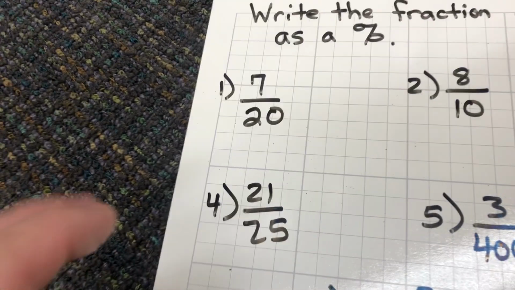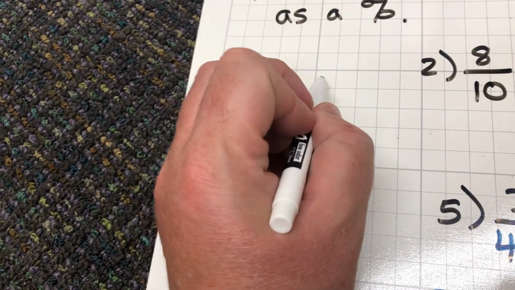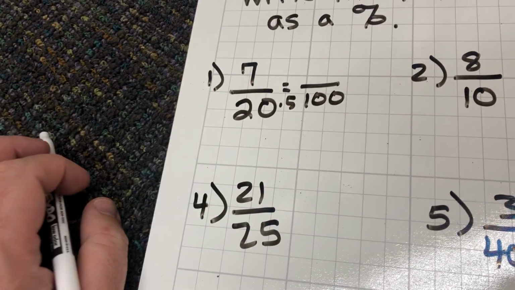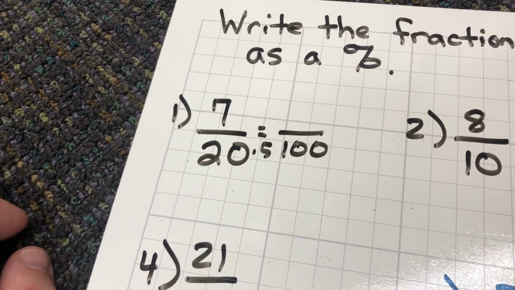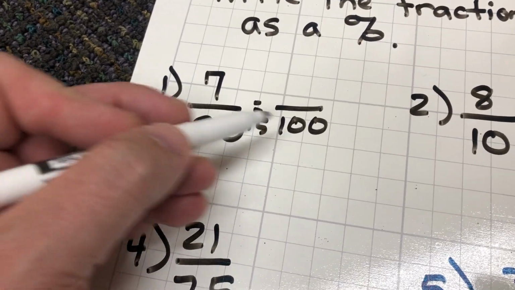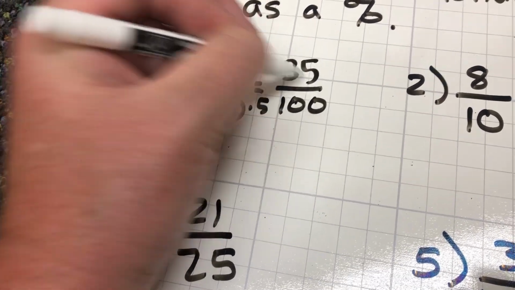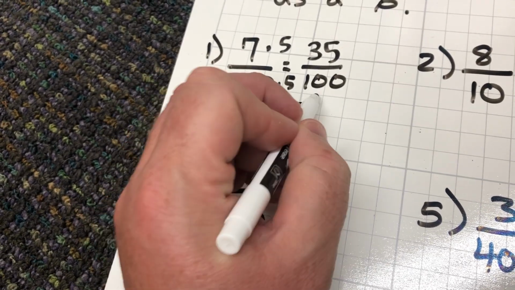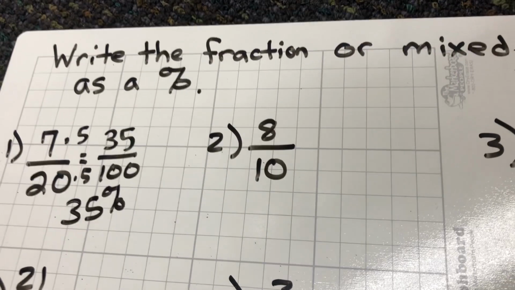Okay? So when I think of 7 over 20, I like ones like this because I know that 20 can evenly go into 100 because 20 times 5 equals 100. So really all I'm doing here is making an equivalent fraction. If I do 20 times 5 is 100, I've got to do 7 times 5, which I know is 35. And 35 over 100 is 35%.